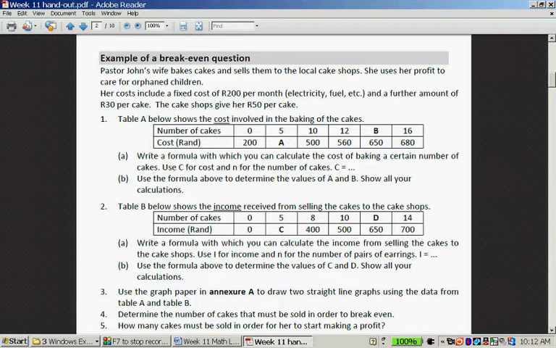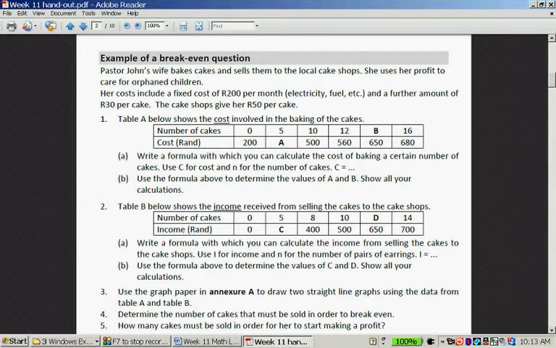If she makes 10 cakes, she pays 30 times 10, which is 300. 300 plus 200 is 500. If she makes 12 cakes, she has to pay 12 times 30, which is 360 rand, plus 200 rand, and that gives you 560 rand. If she makes B amount of cakes, that we'll need to calculate. And if she makes 16 cakes, she has to pay 30 times 16, which is 480 rand, and 480 plus 200 is 680.